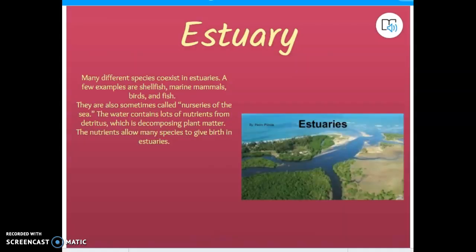The second biome that we're going to work on today, and here's what we'll do. We'll probably work on our Google Docs for estuaries and oceans in class. And if we have more time, I'll make another video as we move forward. But I want to see how we do on this.